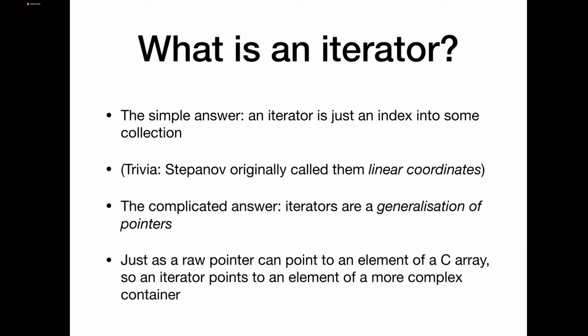By the way, I can't actually see what's coming up or see my notes on it. I can only see what's on the screen, so I have to make it up as I go along. So a raw pointer can act as an iterator into a C array, and just like that, something which meets the iterator requirements points to an element of some other container type, be it a linked list or a hash map or whatever it may be. Does all make sense?